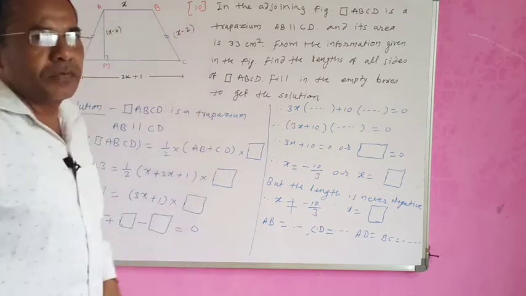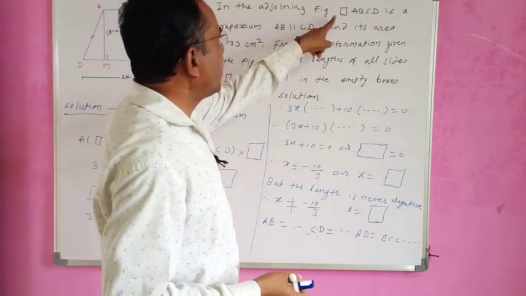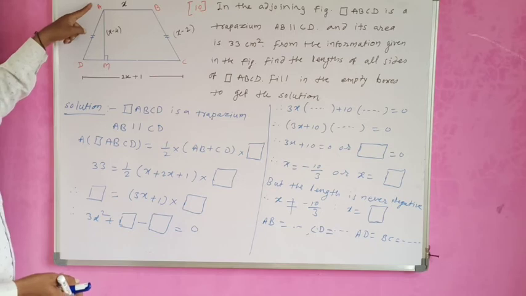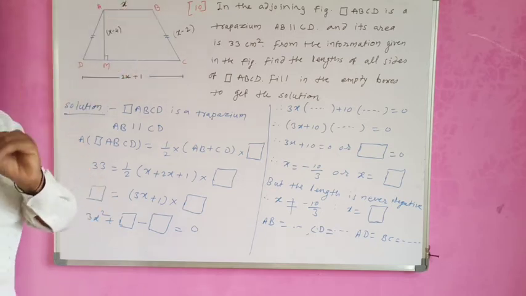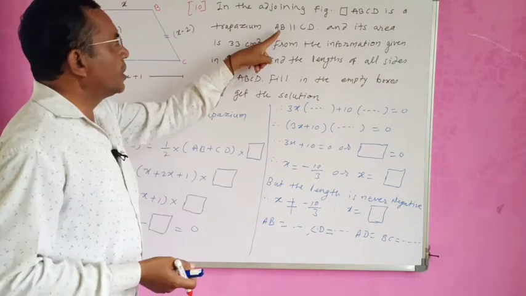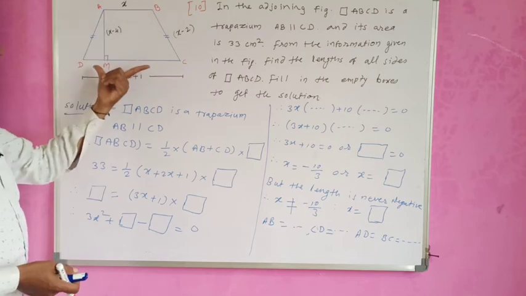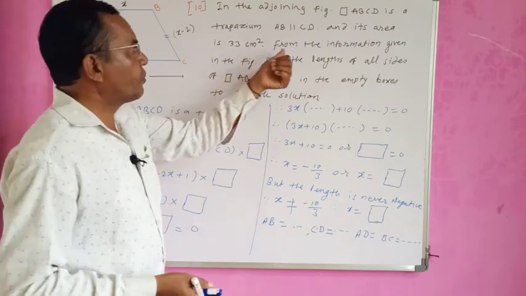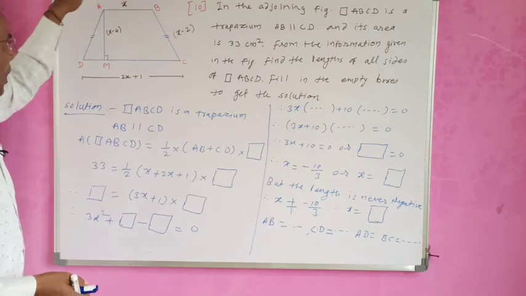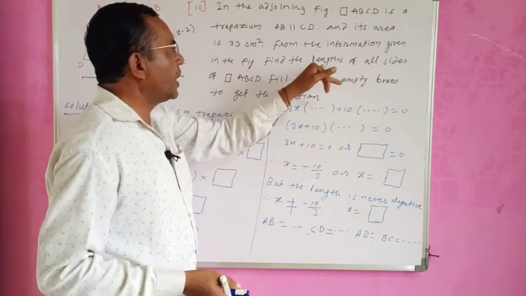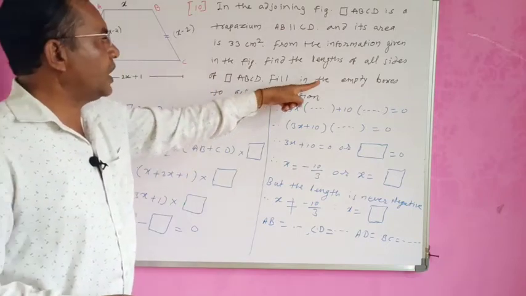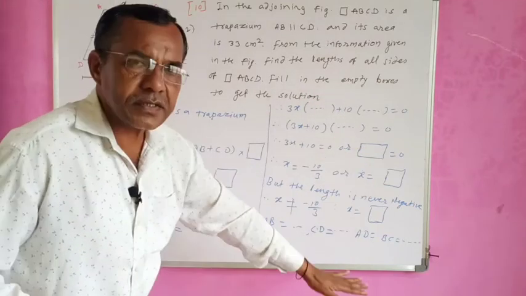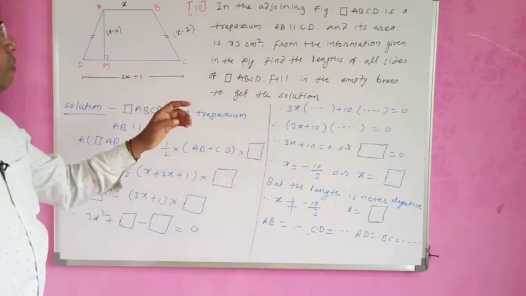It is an activity. See here, in the adjoining figure, quadrilateral ABCD is a trapezium. It is a type of quadrilateral. Here AB is parallel to CD, and its area is 33 centimeters square. From the information given in the figure, we have to find the length of all sides of the quadrilateral ABCD. Fill in the empty boxes to get the solution. Here an activity is given, and we have to complete it by solving this equation.